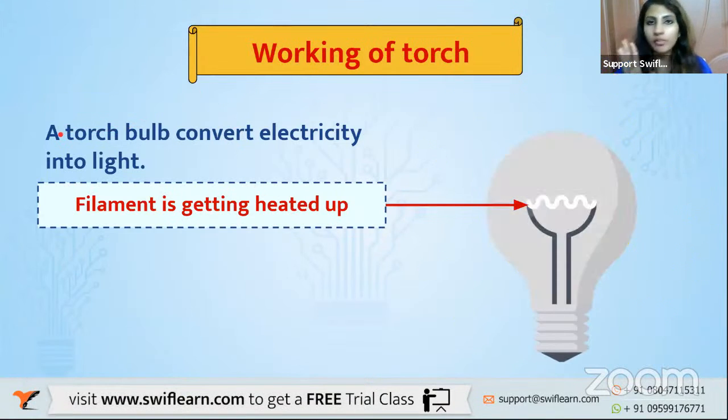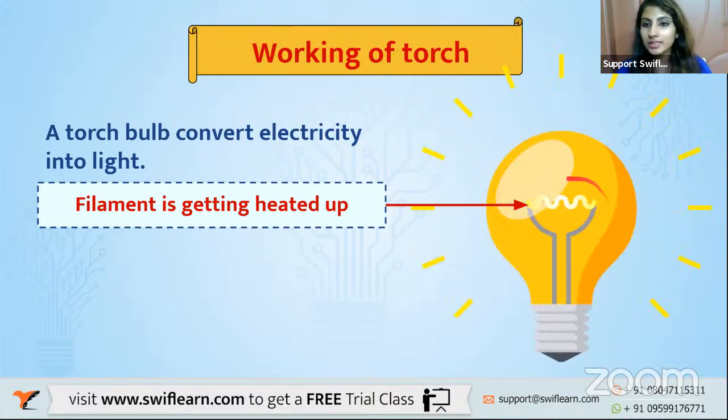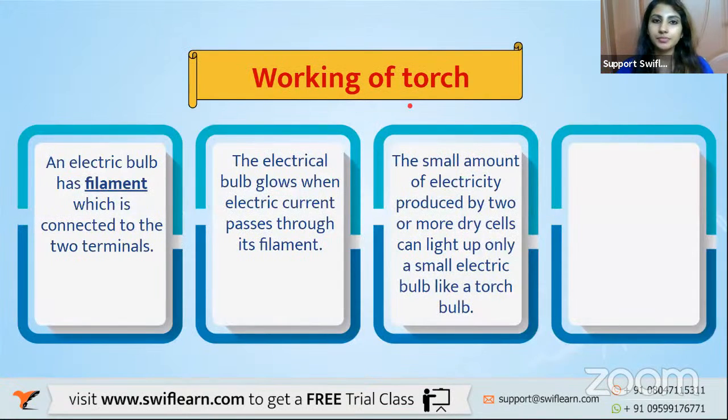Now, a torch bulb always converts electricity into light. How is this done? By the filament getting heated up. Here I will just show you, this is the filament. This filament is getting heated up, and that is how the torch works. You can see this filament is connected to two terminals, and the bulb will glow when the electric current passes through it.